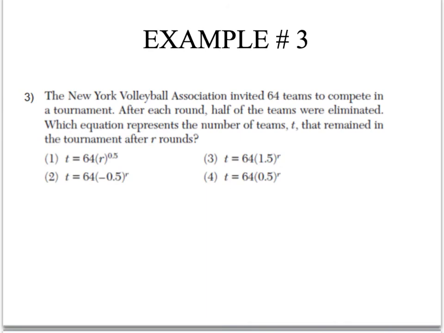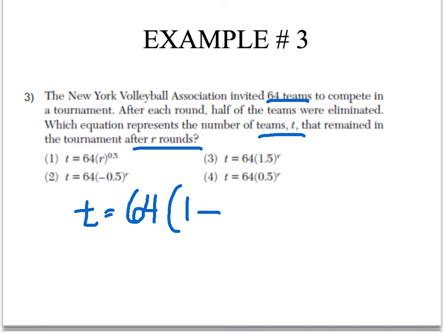Example number 3, it says the New York Volleyball Association invited 64 teams to compete in a tournament. After each round, half of the teams were eliminated. Which equation represents the number of teams T that remained in the tournament after R rounds? So, the number of teams that remained is 64 times 1 minus, well, 50% or half of them were eliminated. 50% is the same as 0.5, and we are doing exponential decay because the teams are disintegrating and being kicked out of the tournament or eliminated.